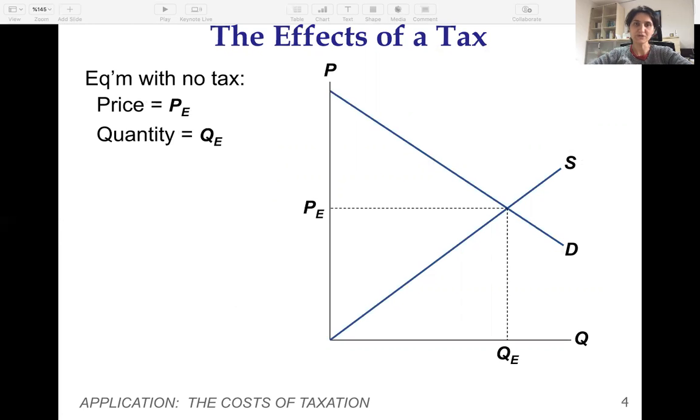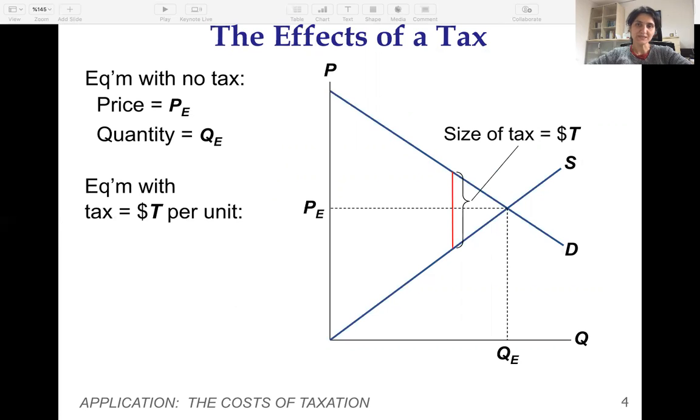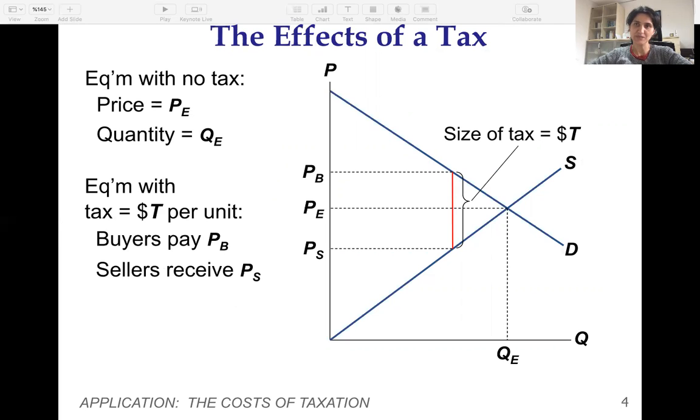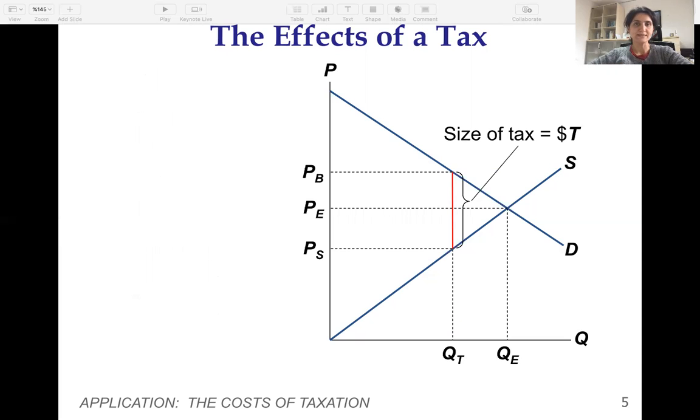Equilibrium with no tax is this: equilibrium price is PE and equilibrium quantity is QE. Equilibrium with a tax of size T: buyers pay PB and sellers receive PS, and quantity falls to QT. Then revenue from tax will be this pink area, right? Tax is PB minus PS times quantity QT, the quantity after the tax.